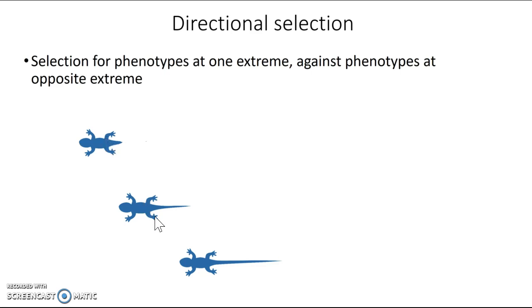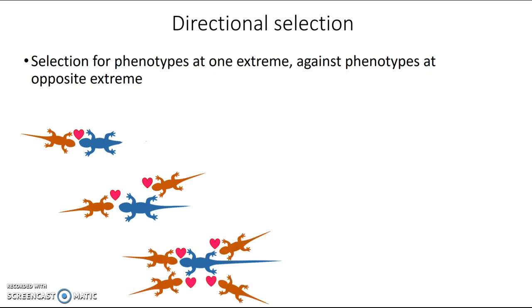Notably, they have different tail lengths. So some of them have really short tails, some of them have medium tails, and some of them have really long tails. And I'll just tell you that in this population, more of the individuals have the medium length tails. But there's also something kind of interesting going on, and that has to do with what the female lizards prefer. They're okay with the short tails. They like the medium length tails, but the lizard ladies go nuts for those really long tails.